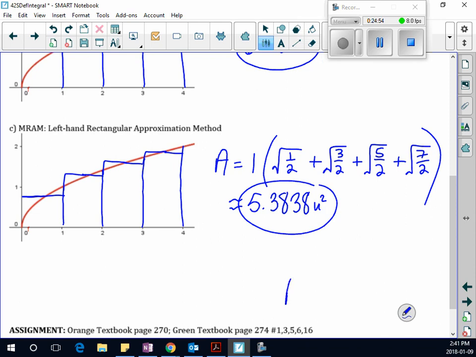Okay, and just so you know, the actual area, and like I said, I'm not going to tell you how I'm getting this yet, is 5.33, basically 3 repeating units squared. So you can see that the midpoint again was a better approximation than the left or the right. So anyways.